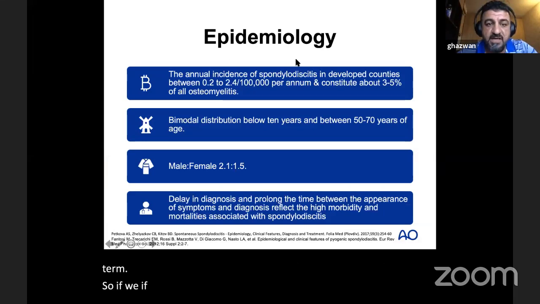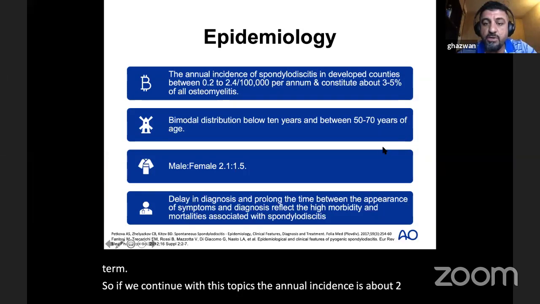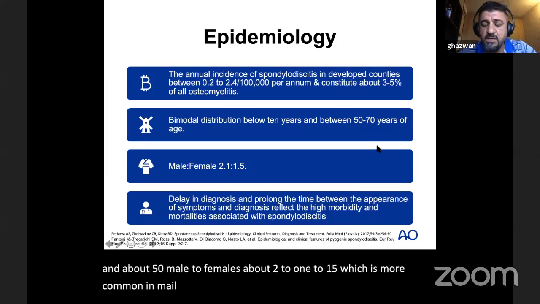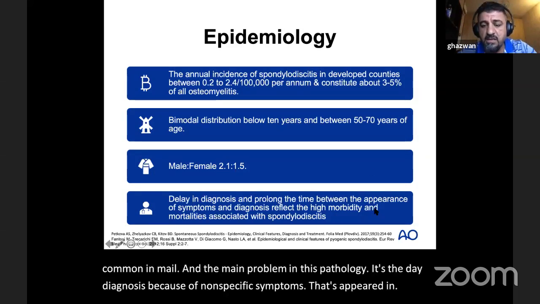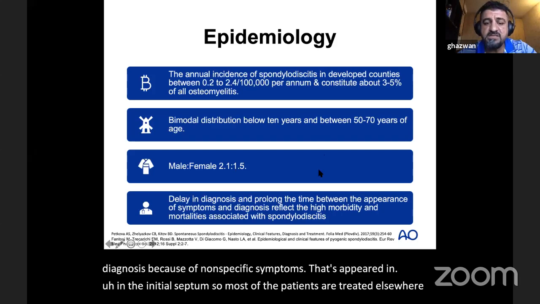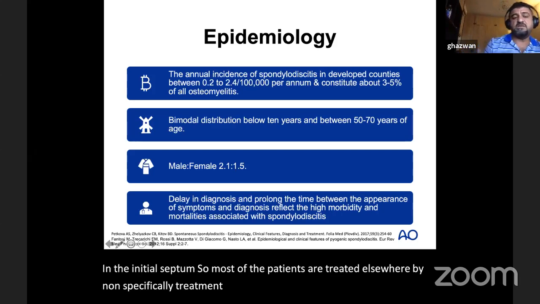So if we continue with this topic, the annual incidence is about 2.4 per 100,000 cases, and it is a bimodal distribution, below 10 and above 50. Male to female is about 2 to 1.5, which is more common in males. And the main problem in this pathology is the delayed diagnosis because of non-specific symptoms that appear initially. So most of the patients are treated elsewhere by non-specific treatment that makes the patient present in a delayed manner.